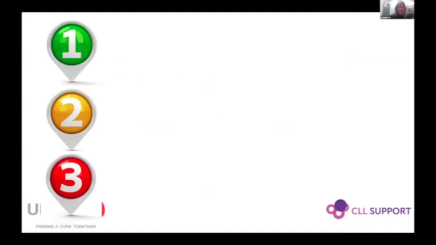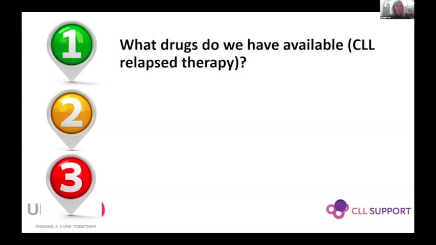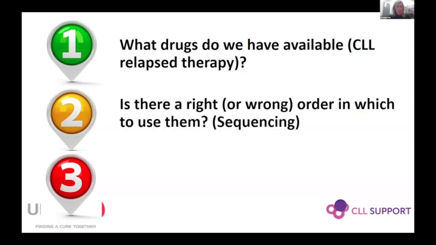So I'm going to try and take you through three main focuses. First of all, what drugs do we have available? So when we're thinking about relapsed CLL, what could we use? And there'll be a lot of overlap here with what Nick's already talked about in terms of what we have available in treatment-naive CLL patients, but with a few minor things to bear in mind in the relapse setting. And then the old chestnut about, is there a right or wrong order in which to use them?